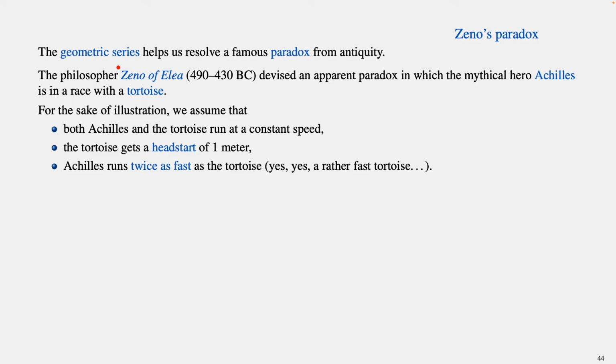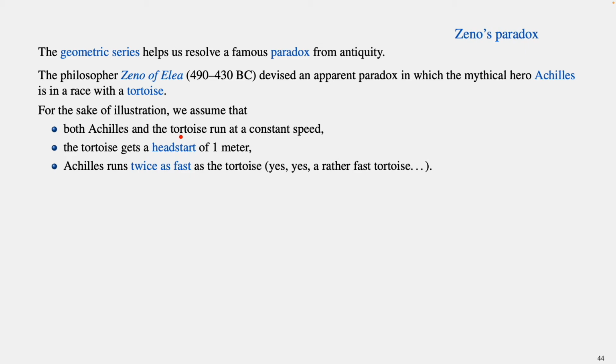And this geometric series actually is at the heart of a famous paradox from antiquity, or an apparent paradox, which actually turns out not to be one. And this is called Zeno's paradox. It was posed by the philosopher Zeno of Elea. And he had this little story where the mythical hero Achilles was in a foot race with a tortoise. Obviously, Achilles being faster than the tortoise. And the assumption is that both Achilles and the tortoise run at a constant speed.